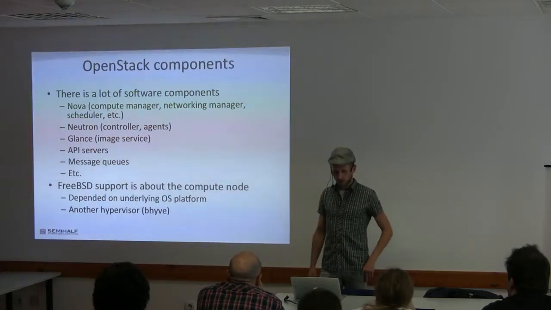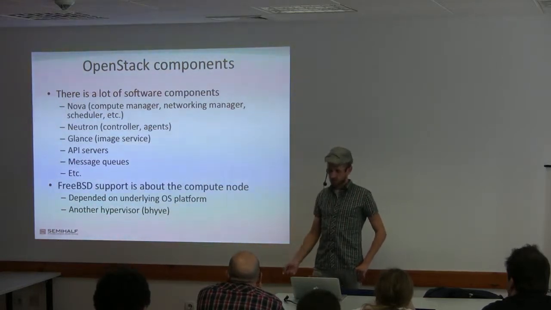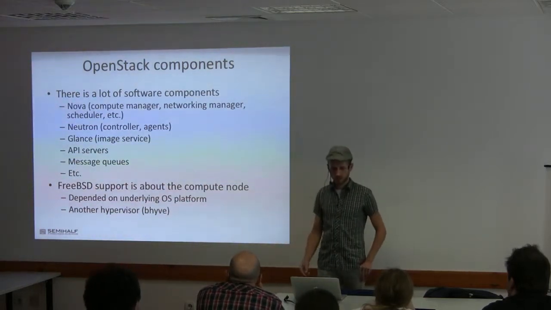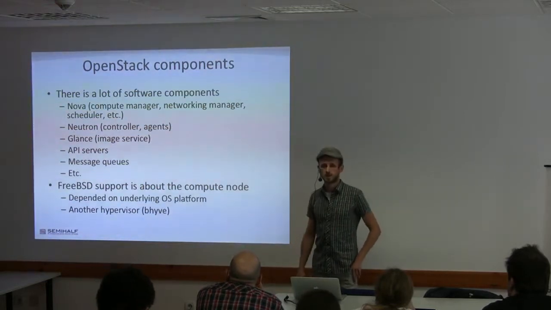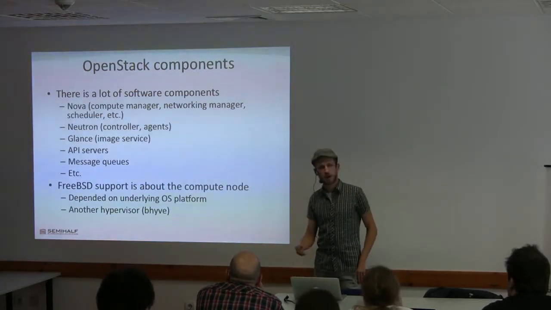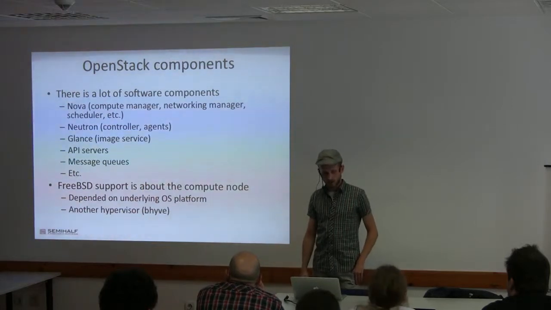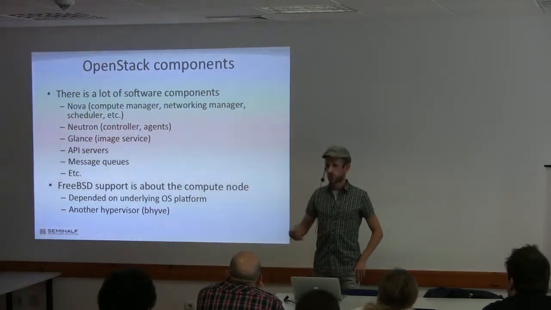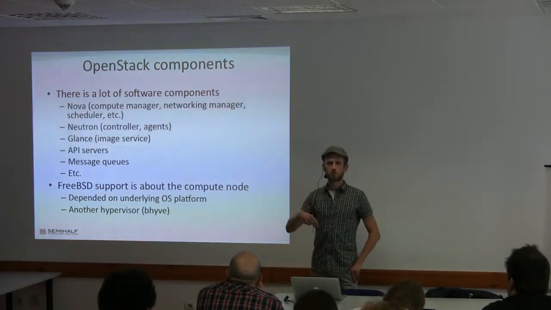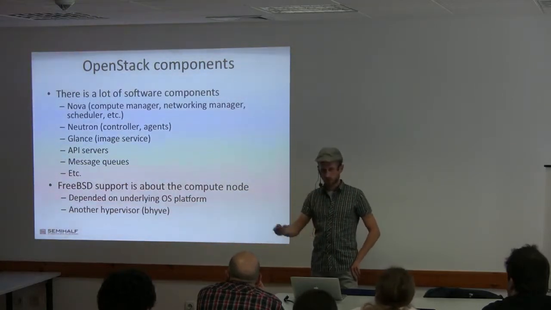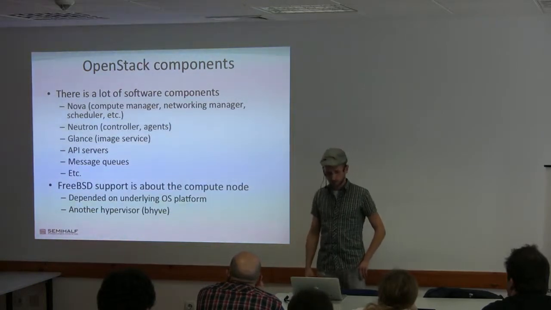Neutron is a component which provides networking service that may be implemented by external systems such as OpenContrail via the plugins mechanism. And there are also others like Glance, which holds the images, because if you want to spawn a VM, you have to fetch the image from somewhere. So there are plenty of other components.